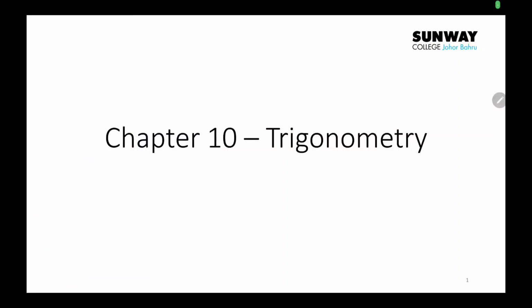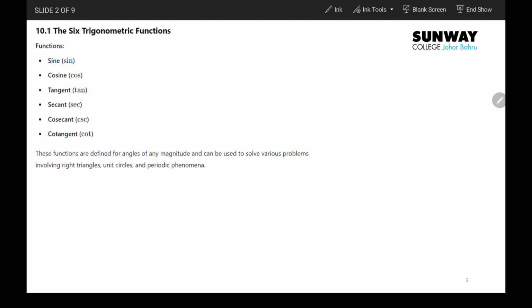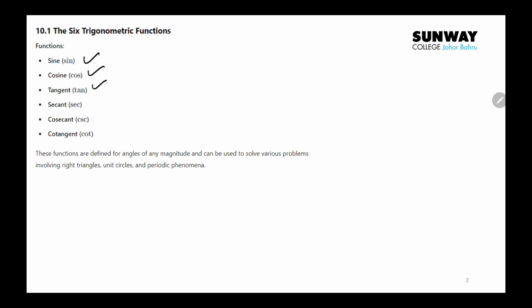Let's talk about trigonometry. There are 6 trigonometry functions, namely sine, cosine, tangent, and its inverse, secant, cosecant, cotangent.